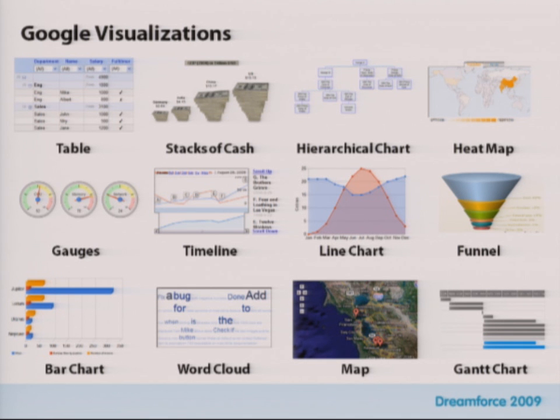Now, there's another project that we've partnered with Google on, and that's to bring over their Google visualization components. They've got a lot of them, and they're really cool. They've got stuff like gauges, things that you have available to you as part of your Force.com reporting toolkit. But then they've got other stuff too, like heat maps and hierarchical charts. And my favorite here is stacks of cash. If you've got really competitive sales guys, this might be a really nice thing to build for them, so they can all compare their stacks of cash to each other.